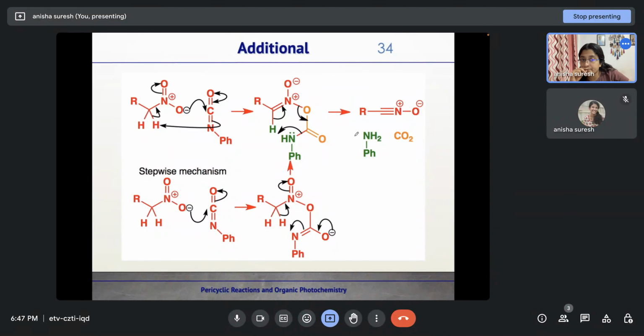Okay. If you are showing the stepwise mechanism, it will be like this.